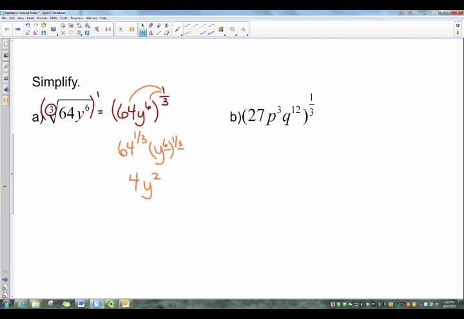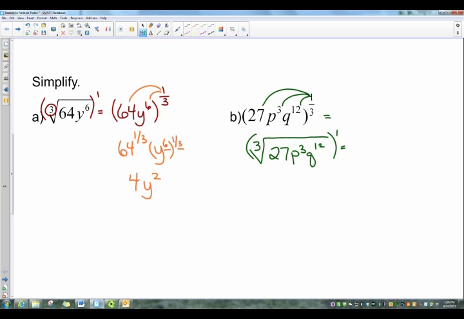All right. Now this last one, I can look at it a couple different ways. I can think of this as a 1/3 power. 1/3 power is the same thing as taking the cube root of 27p cubed q to the 12th, all to the 1st, and go through it that way. You know, there's no one way that is, in my opinion, the easiest way to solve these. So find a way that works. Or you could leave it like this and just, like we've said, distribute this through.